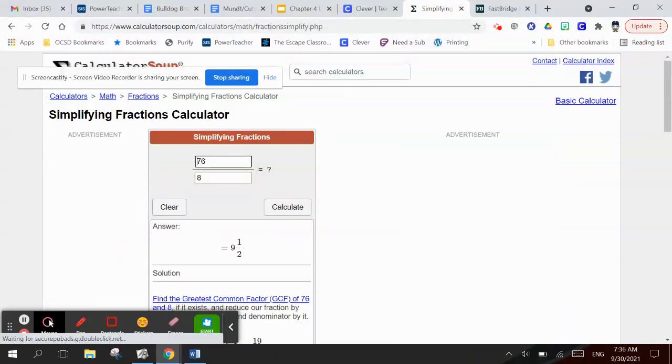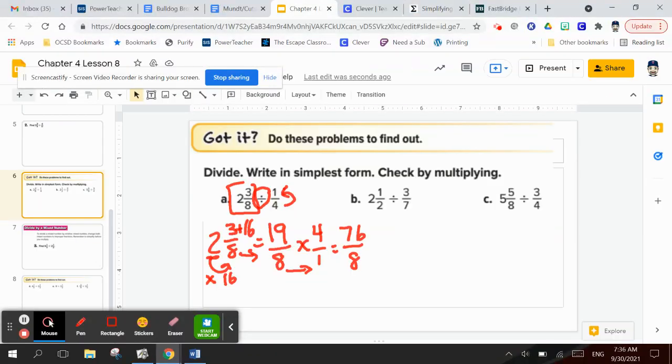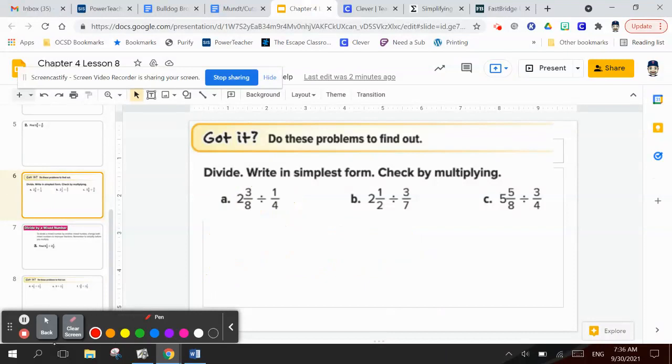And I come up with 9 1/2. So what I'd like you to do is to pause the video. I want you to try B and C on your own. So letter B, 2 1/2 divided by 3/7.